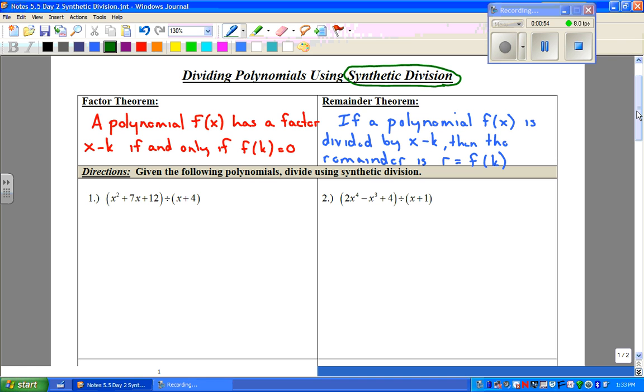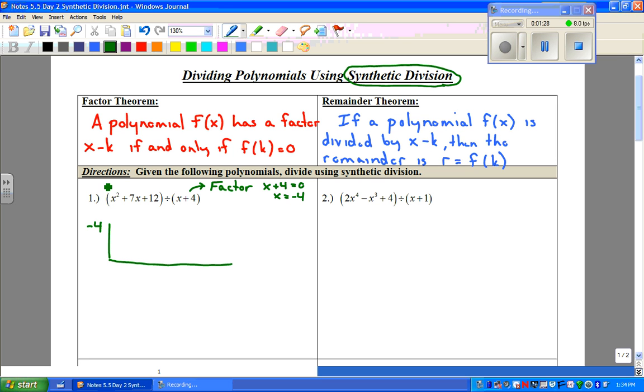If you take a look at the first one, number 1, it says x squared plus 7x plus 12, and it wants us to divide that by the factor x plus 4. Now this right here is your factor. If you solve for this by setting x plus 4 equal to 0, your x value comes out to be negative 4. So when you use synthetic division, you take that x value, negative 4, and you divide it into this quadratic.